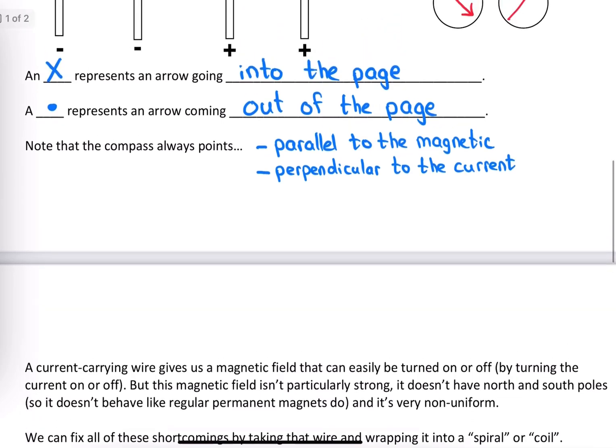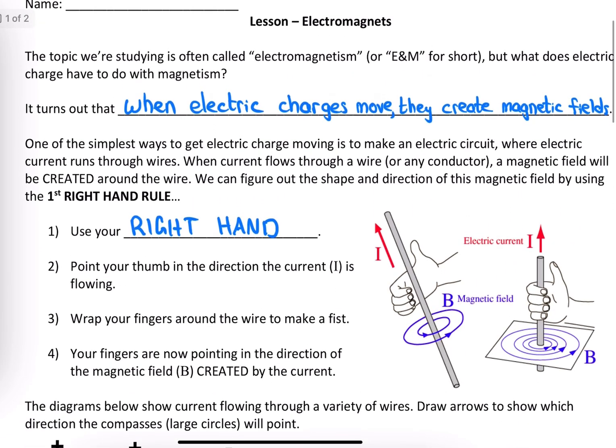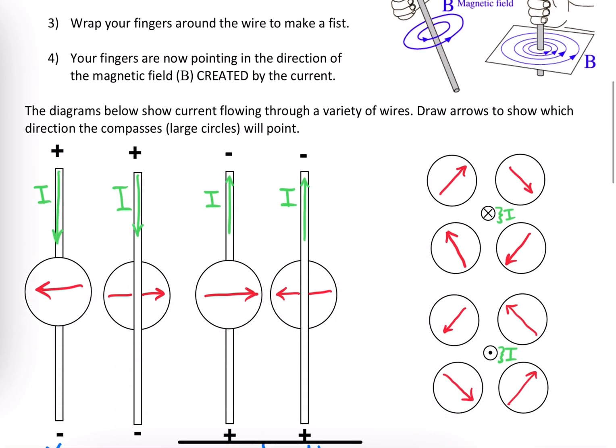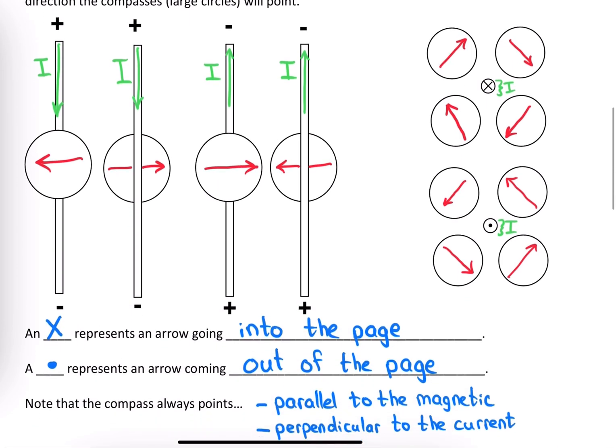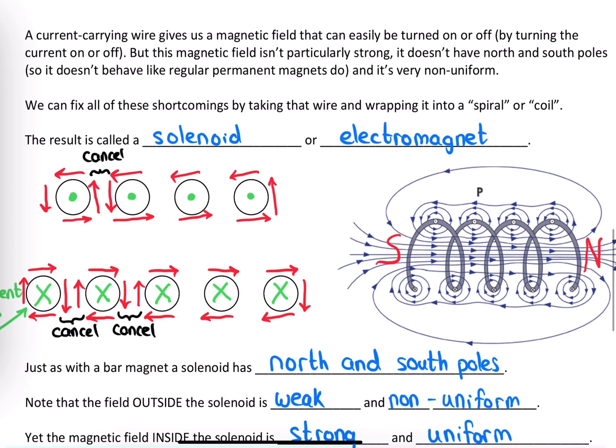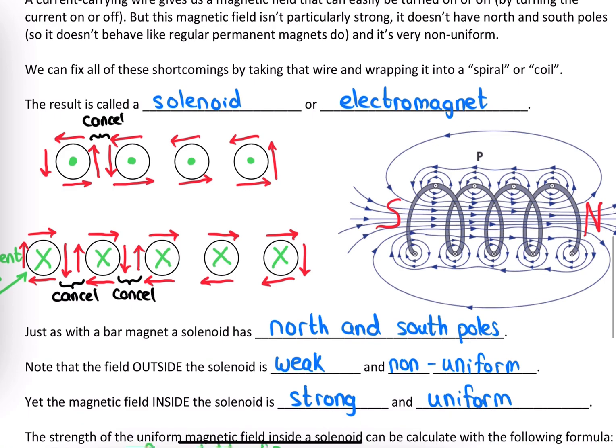All right, so to recap, we learned that magnetic fields and electric charges are actually very closely intertwined. Whenever an electric charge moves, it creates a magnetic field. And we can figure out the shape and direction of that magnetic field by using what's called the right-hand rule. And that showed us what the magnetic field looks like around a single wire that's carrying current. Then we said, what if we take that wire and we wind it up into a coil shape? Well, then we get something called a solenoid.